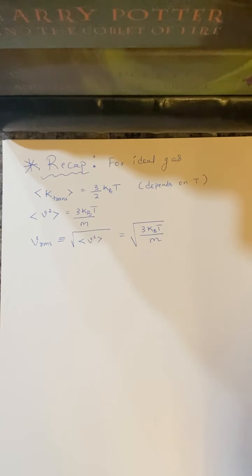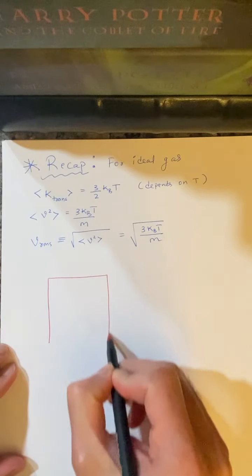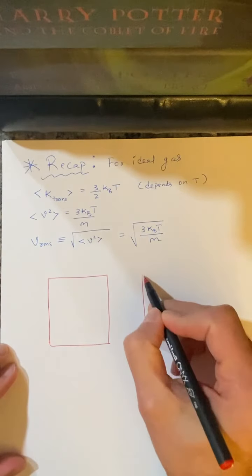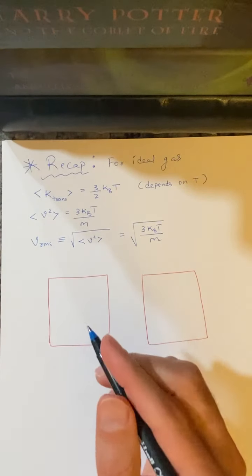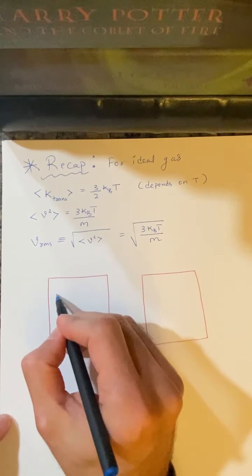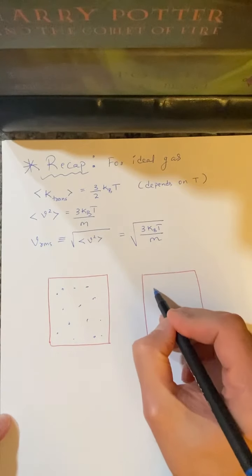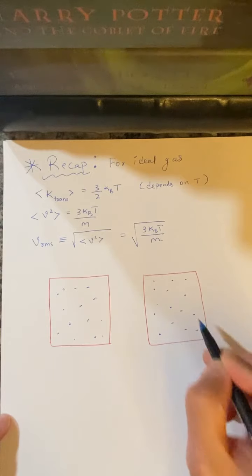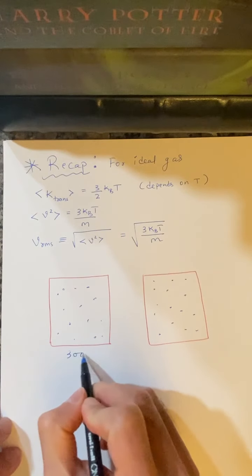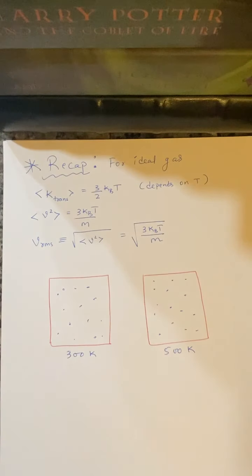Not just, we always look at averages. What about a certain molecule? So let me make this more clear. Let's draw two containers. Let's say you have two containers of the same gas, with an equal number of molecules, roughly. And let's say one of them is at 300 kelvins, the other at 500 kelvins.